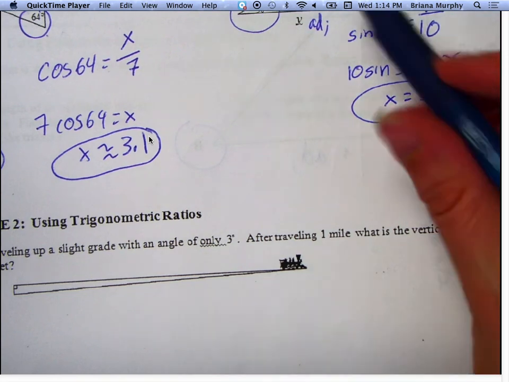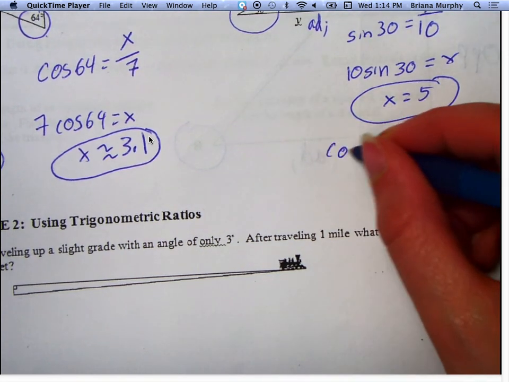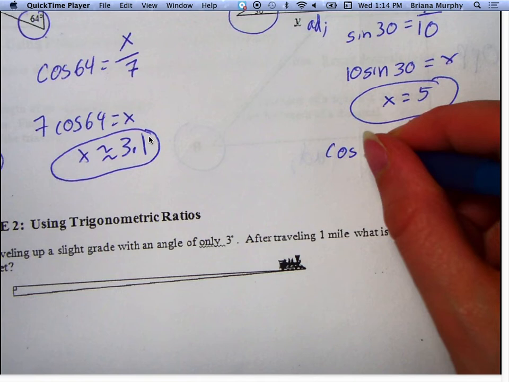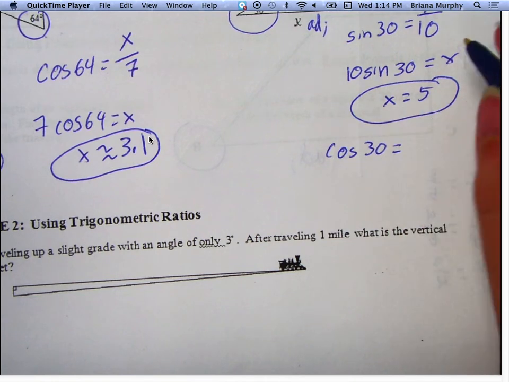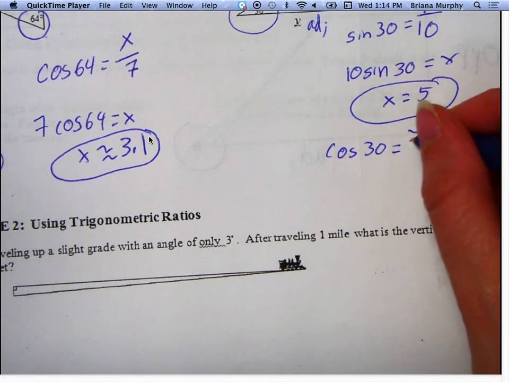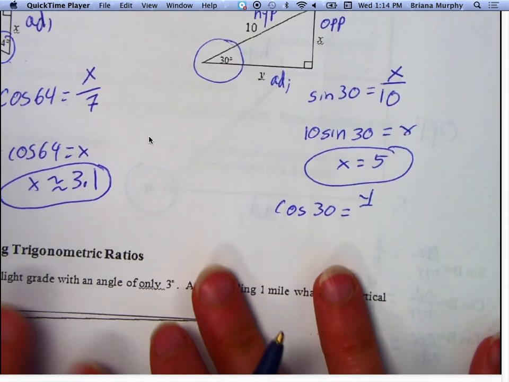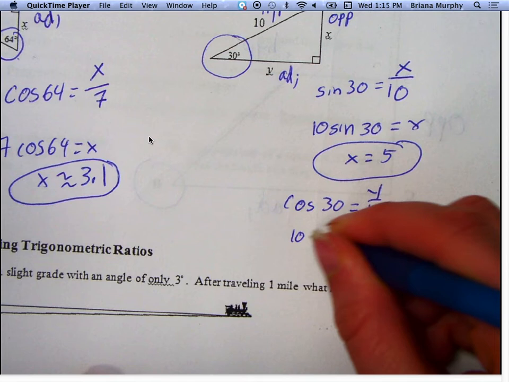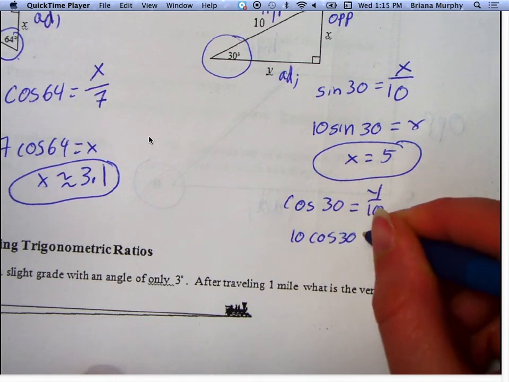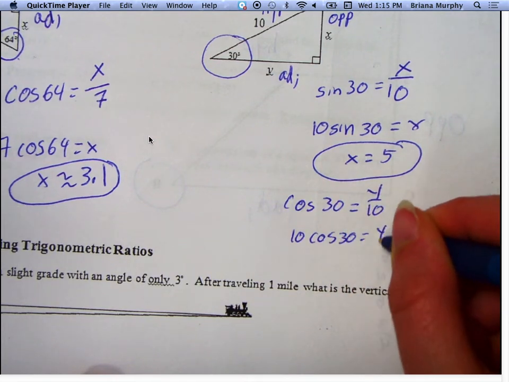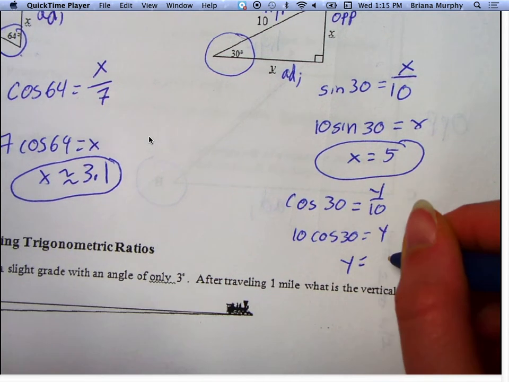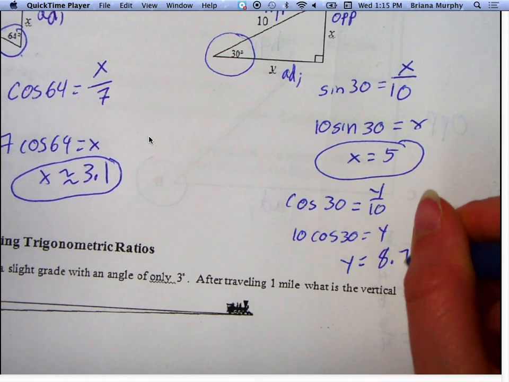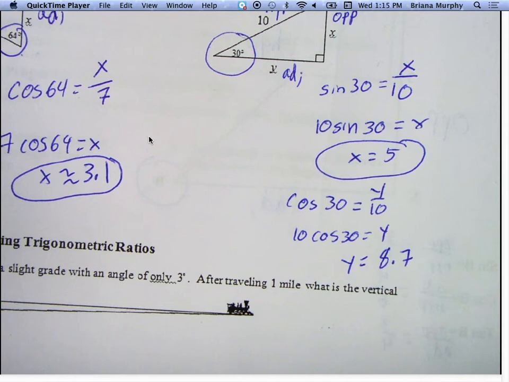And then we did cosine of 30 equals the adjacent over the hypotenuse. So we get 10 cosine 30 equals y. So y equals 8.7, or 10 square root 3. But we'll talk about that in a minute.